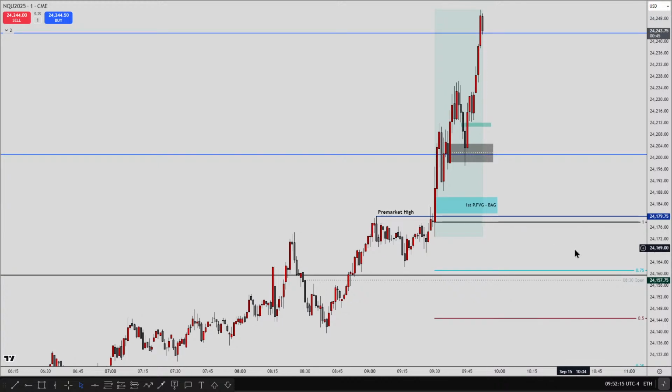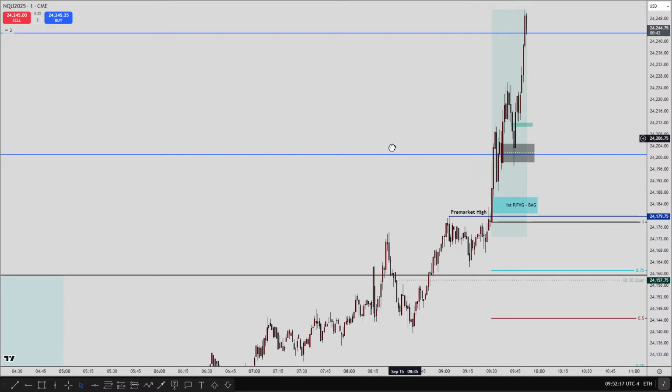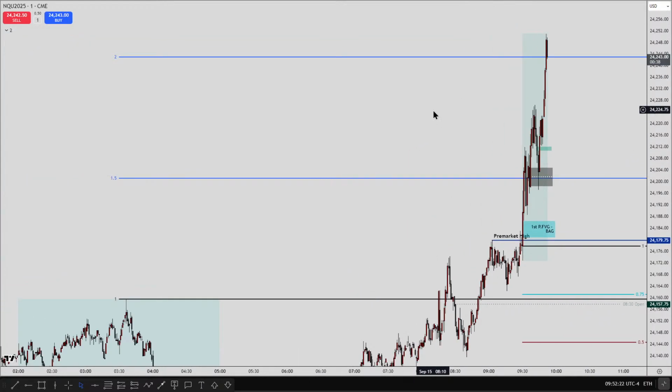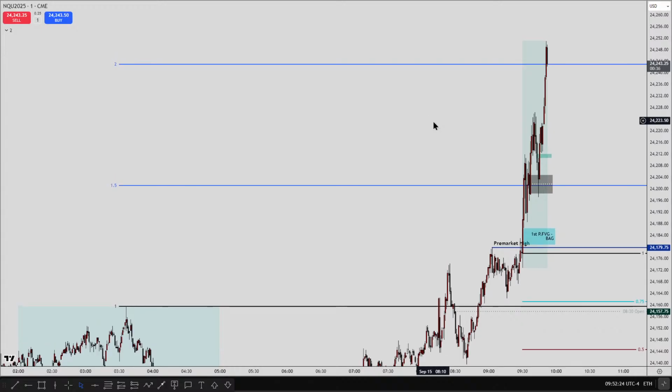So, okay, that's our second standard deviation reached. Yeah, nice. From the London range.